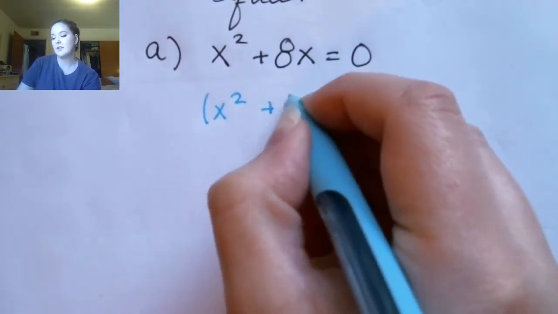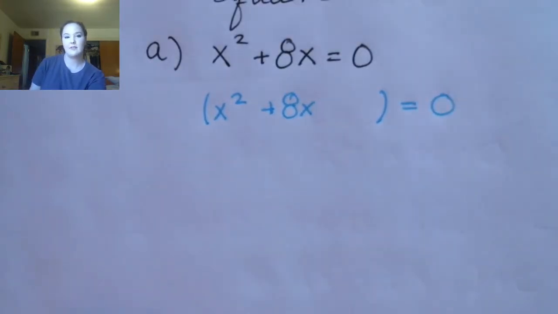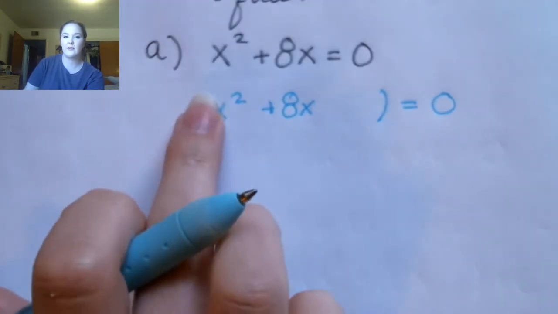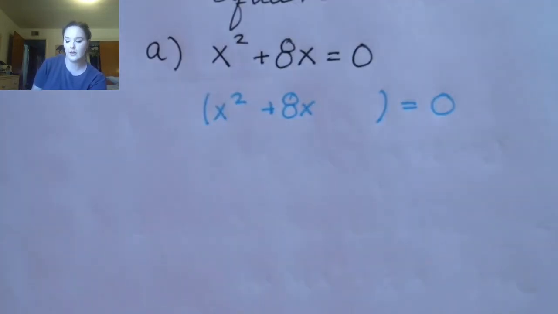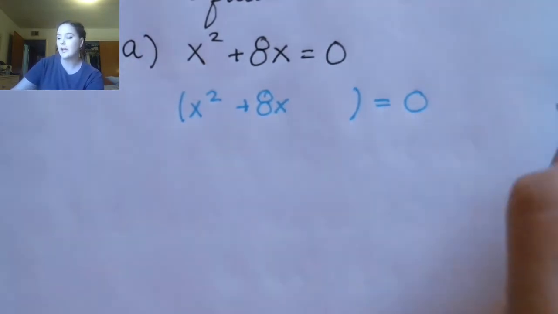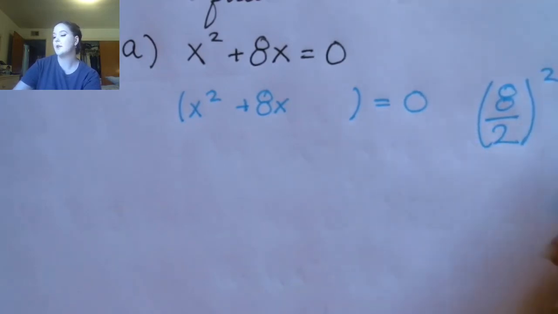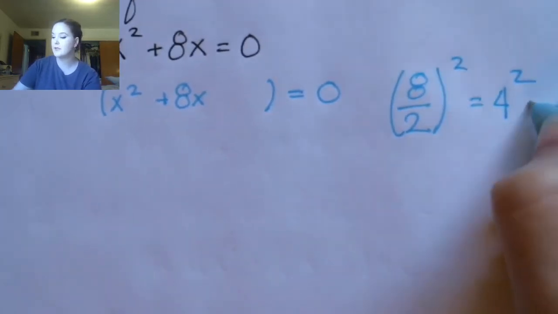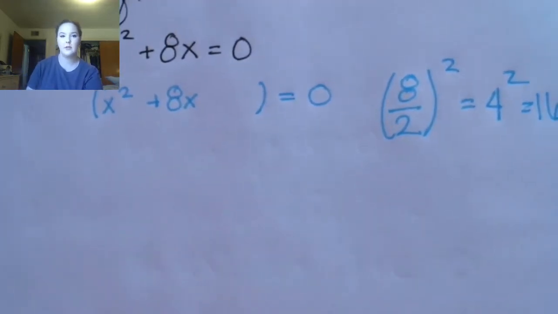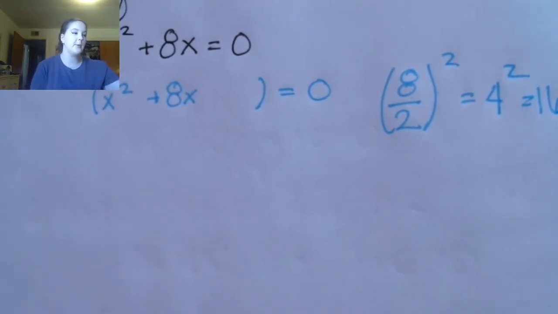All right, so we're going to start by grouping the terms together. Now this is kind of silly for this example because there's not even a constant term, and there's nothing to factor out in the front. Now I'm going to find that value that we talked about. So you're going to take 8 and divide it by 2, and then you're going to square it. So 8 divided by 2 is 4, and 4 squared is 16.